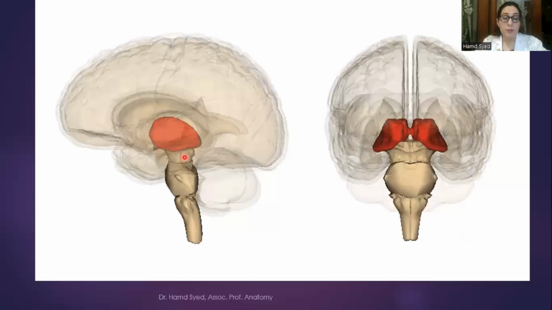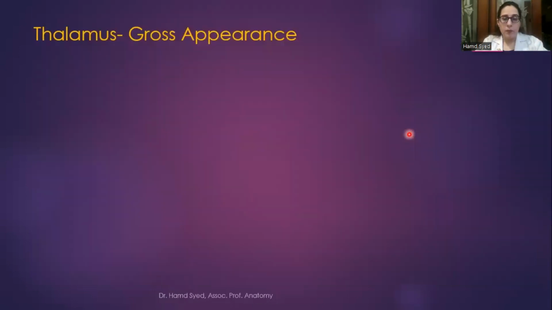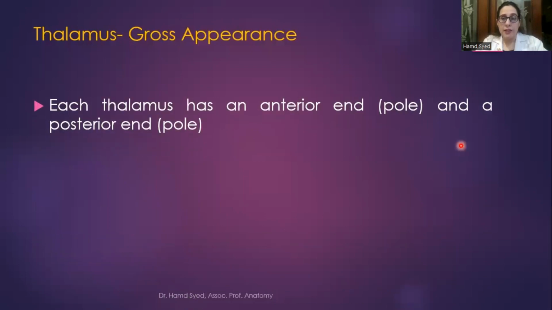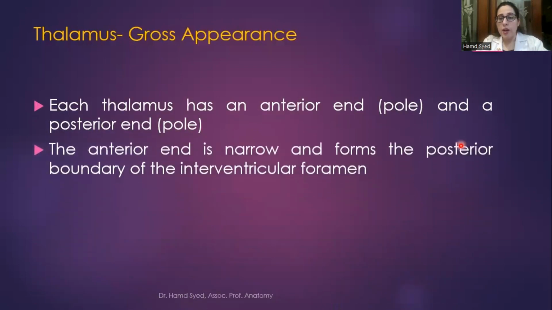So here we can see in this three-dimensional diagram, this is the thalamus, and it is covered by the cerebral hemispheres, and it is an egg-shaped mass of gray matter. And you can see over here from in front, that there are two thalami, and they are connected by this interthalamic connection or adhesion. So each thalamus has an anterior end and a posterior end. The anterior end is narrow, and it forms the posterior boundary of the interventricular foramen.